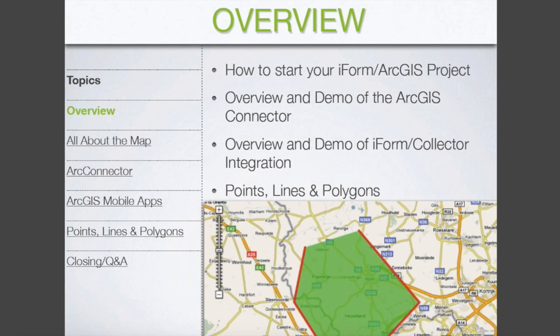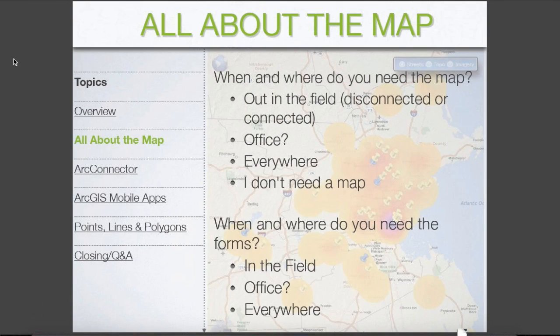So I'm going to move next and first discuss, I apologize, wrong link. First, I want to discuss how to get started on your GIS project. The first thing to think about is that it is all about the map. Where do you need this map, and when do you need it? Do you need it out in the field? Do you need it to be disconnected or connected? Do you need it in your office? Do you need it everywhere? Or maybe you don't even need a map. There are a lot of folks out there that think just because GIS is involved in some way that they may need a map, but really they may not need one.